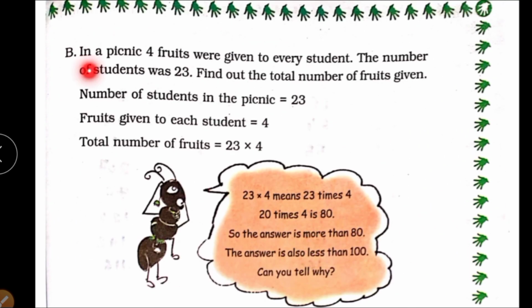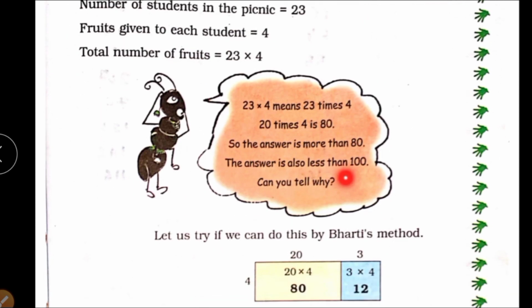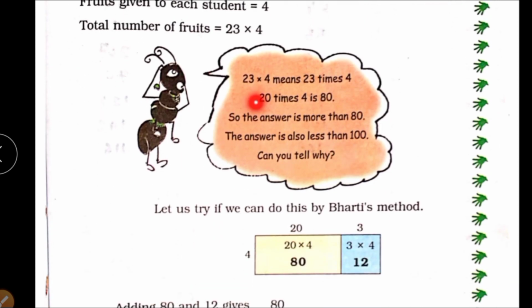Next example. In a picnic, 4 fruits were given to every student. The number of students was 23. Find out the total number of fruits given. Okay. Number of students in the picnic equals 23. Fruits given to each student equals 4. Total number of fruits equals 23 multiplied by 4.